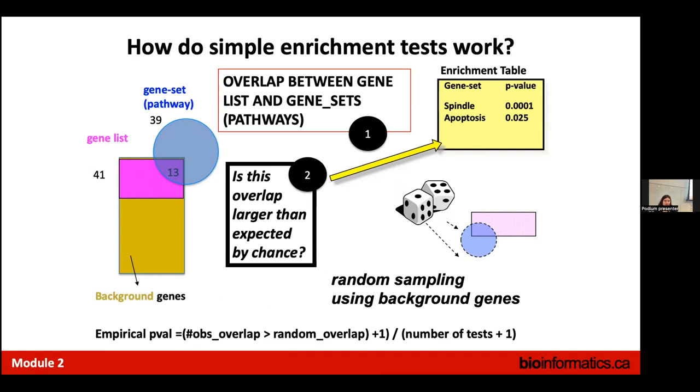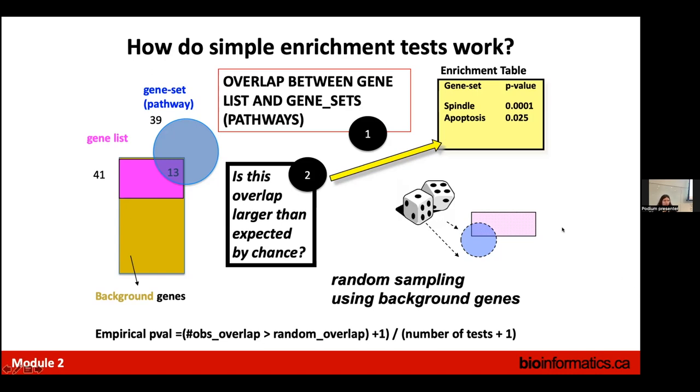The second step is we need to find a way to calculate if we can get the same overlap size or a larger overlap by chance only. We do that to be able to calculate the p-value, because the result of the enrichment analysis is a list of p-values associated with each pathway. What we could do at that point is random permutation. We could generate 1,000 random gene lists, and calculate the overlap for each of these random gene lists and the pathway that we are testing. That will help us build the null distribution. Then we will see if our observed overlap of 13 is higher than the null distribution. Because if it's way higher than the null distribution, then the enrichment is not likely to happen by chance only.